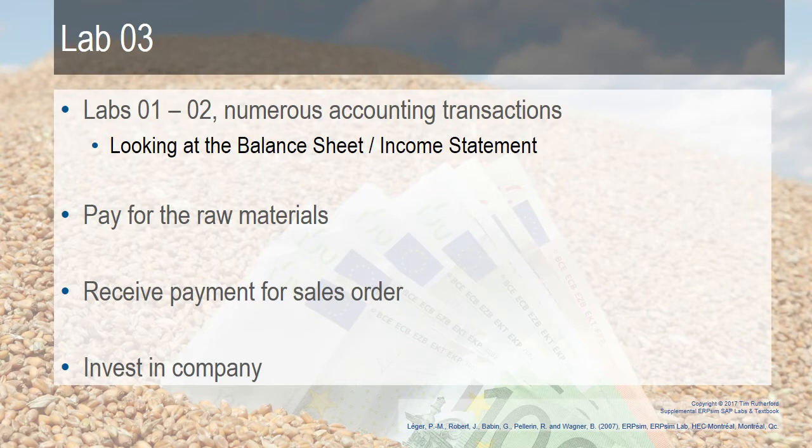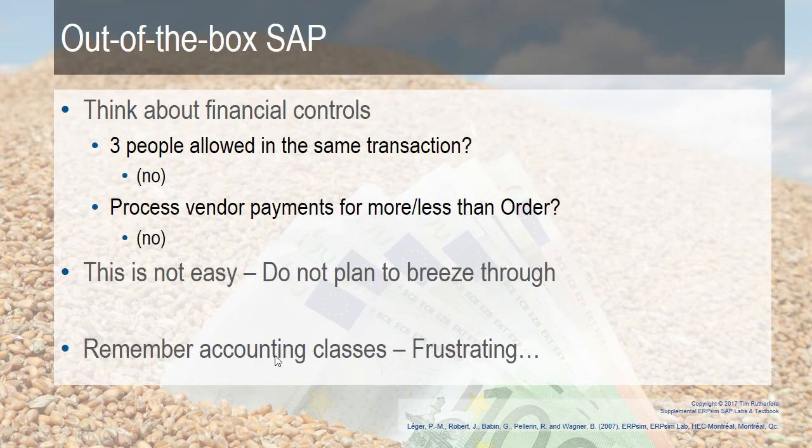Lab 3 is when you actually do the accounting transactions. You are paying for the raw materials, you're receiving payment for your sales order, and then you're investing in the company. Keep in mind for lab 3 that this is out-of-the-box SAP. There is no academic version of SAP.